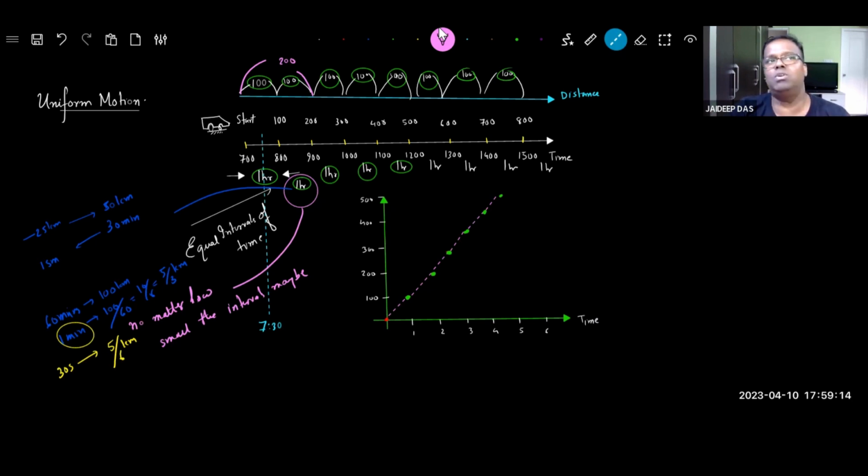Our question is not about the graph. Our question is that uniform motion will always have a straight line graph as long as it obeys the definition of uniform motion, that is, equal distances in equal intervals of time.